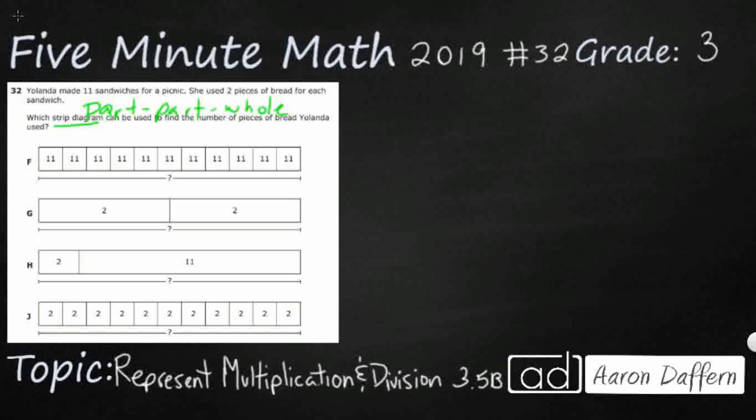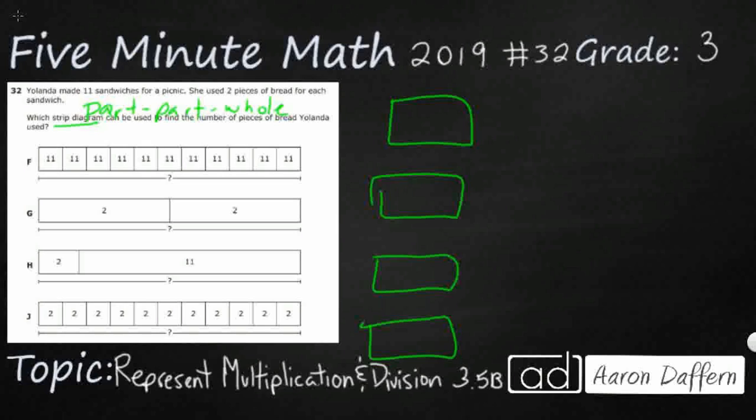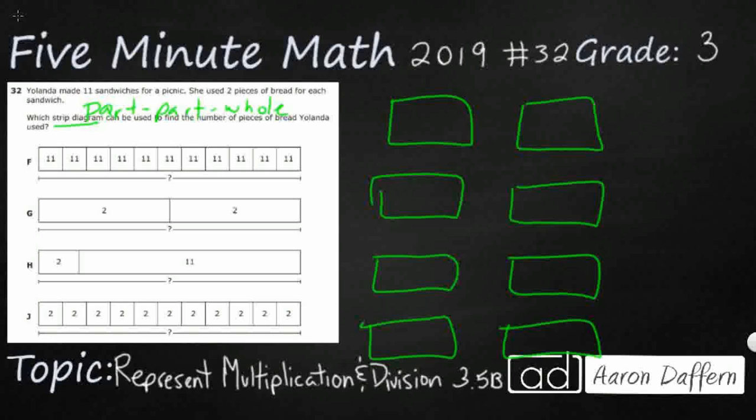Yolanda made 11 sandwiches for a picnic. She used 2 pieces of bread for each sandwich. Well, what if we did this? What if we just made 11 sandwiches here? 11 doesn't really have a good multiplication fact that gets into it, so I'm just going to draw. Can't make a nice neat array with 11, but I can do 4, 4, and 3. All right, so here are my 11 sandwiches.